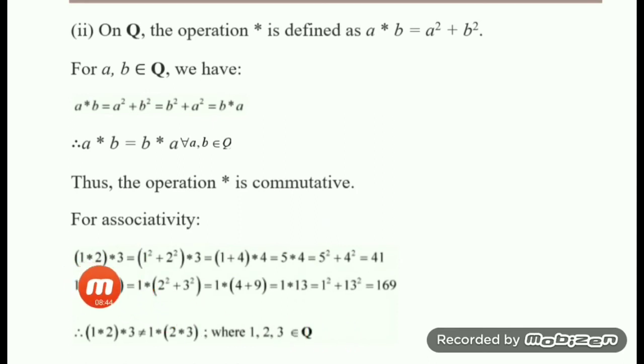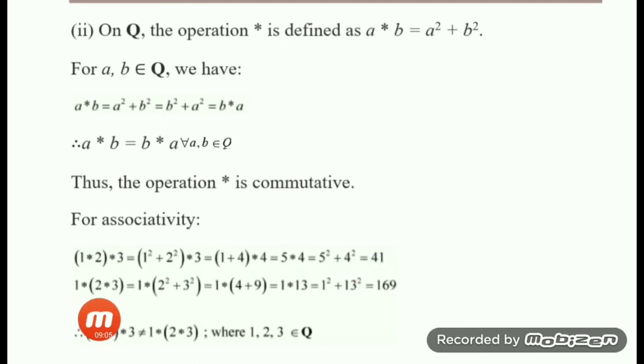Then is (1 star 2) star 3. By definition, the bracket between 1 and 2 becomes 1 square plus 2 square, star 3. Do the calculation: 4 plus 1 is 5. 5 star 4 again gives you the first square plus the second square. That is 5 square plus the second number square, 4 square. Okay, 25 plus 16 gives you 41.